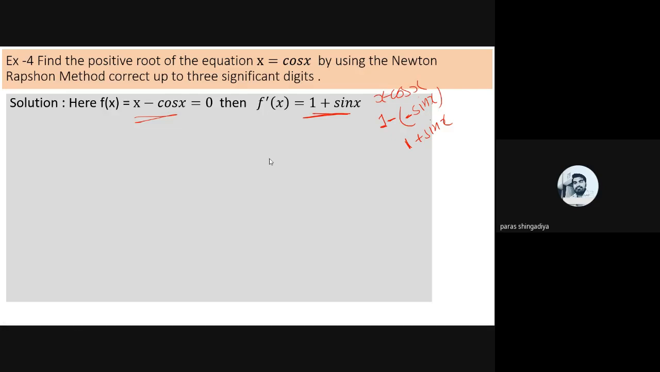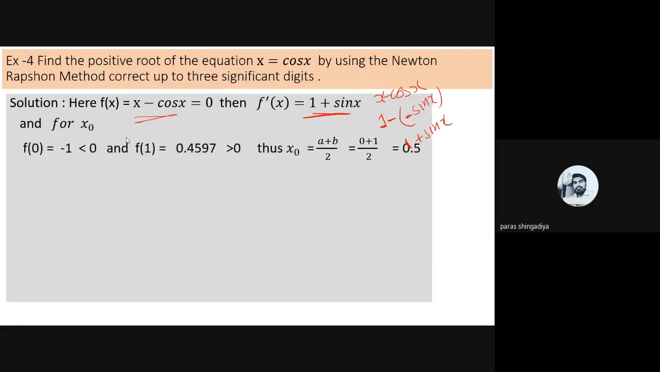Clear? Now here x0 is not mentioned, in this data x0 is not given, so let us find x0 by using the interval [a, b], where f(a) is negative and f(b) is positive. So at a = 0, what is the output of f(0)? That is 0 minus cos 0. Replace a = 0 in the function, so it's 0 minus cos 0, which means minus 1. The cos 0 output is 1 and with the negative sign, it will be minus. So f(0) is negative.